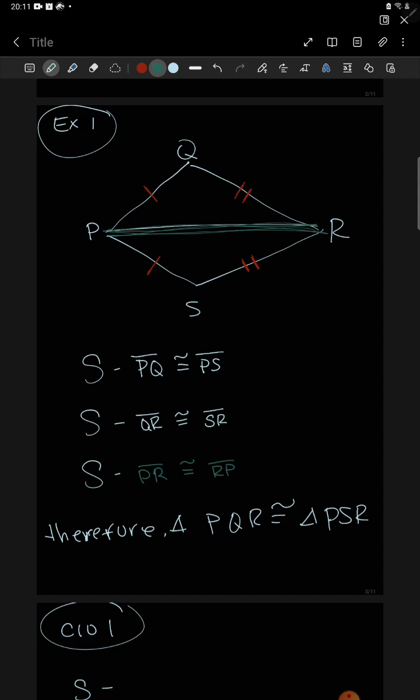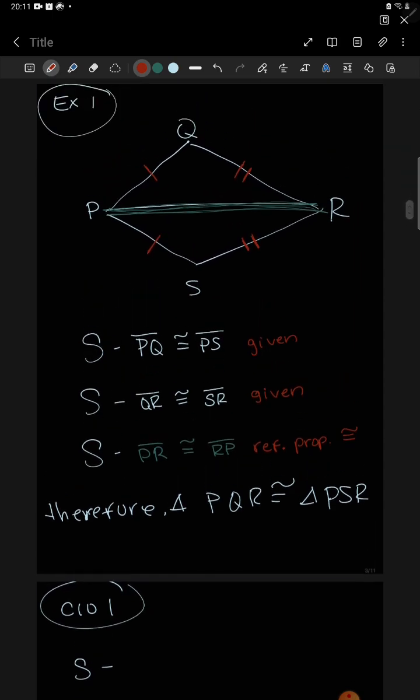Why? Now, I'm going to write the whys over here. I'm going to do this in a different color. So this is because it's given. This is because it's given. And this is because of the reflexive property of congruence. Okay? Therefore, triangle PQR is congruent to triangle PSR by SSS. Okay, by side. We just proved by SSS that these two triangles are in fact congruent.